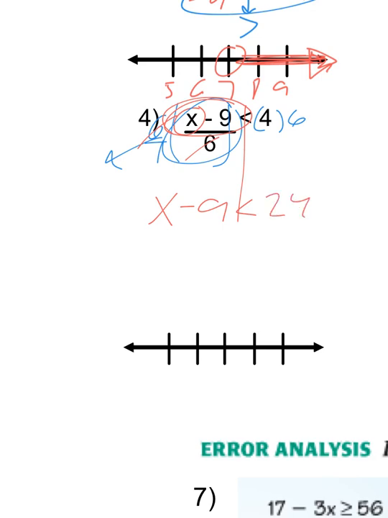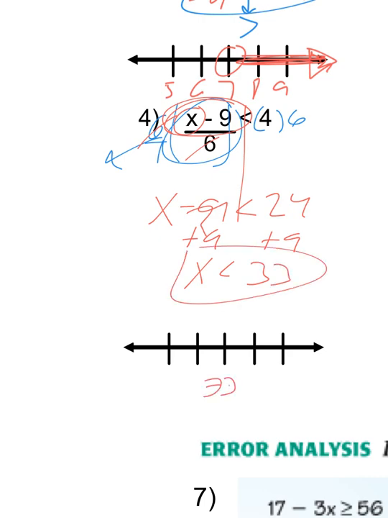On the right side, I get 24. I'm going to add 9 to both sides to keep it going. So x is less than, I think we get 33 over here. Okay, 33. Again, I'll put some other numbers around like 34 and 32 just to help myself out. Open circle in this case and shade to the left. Okay.